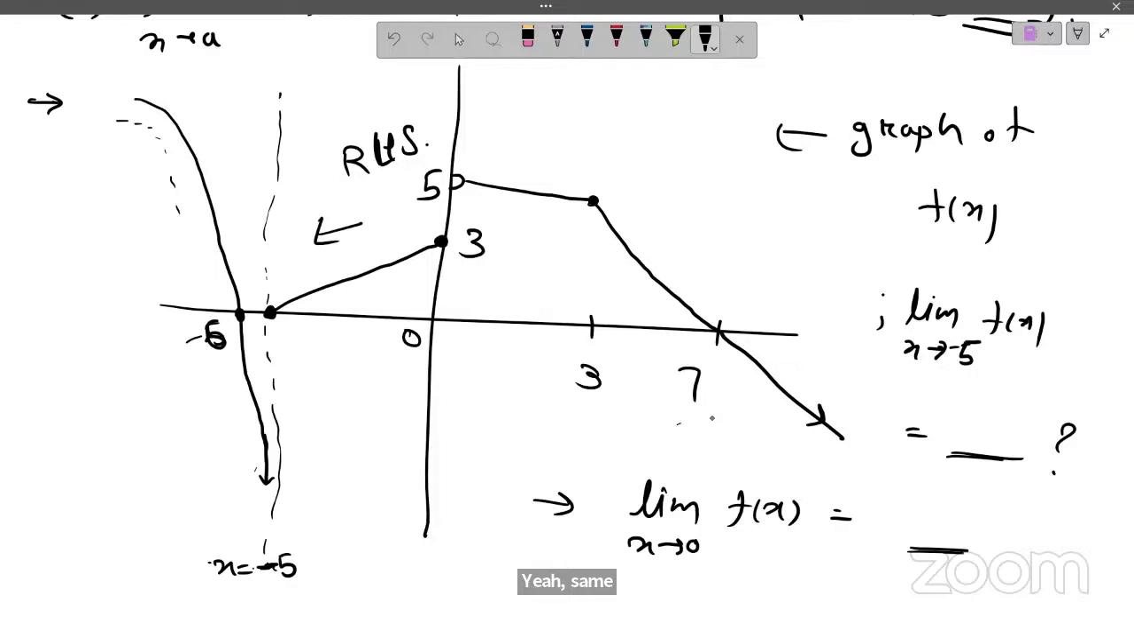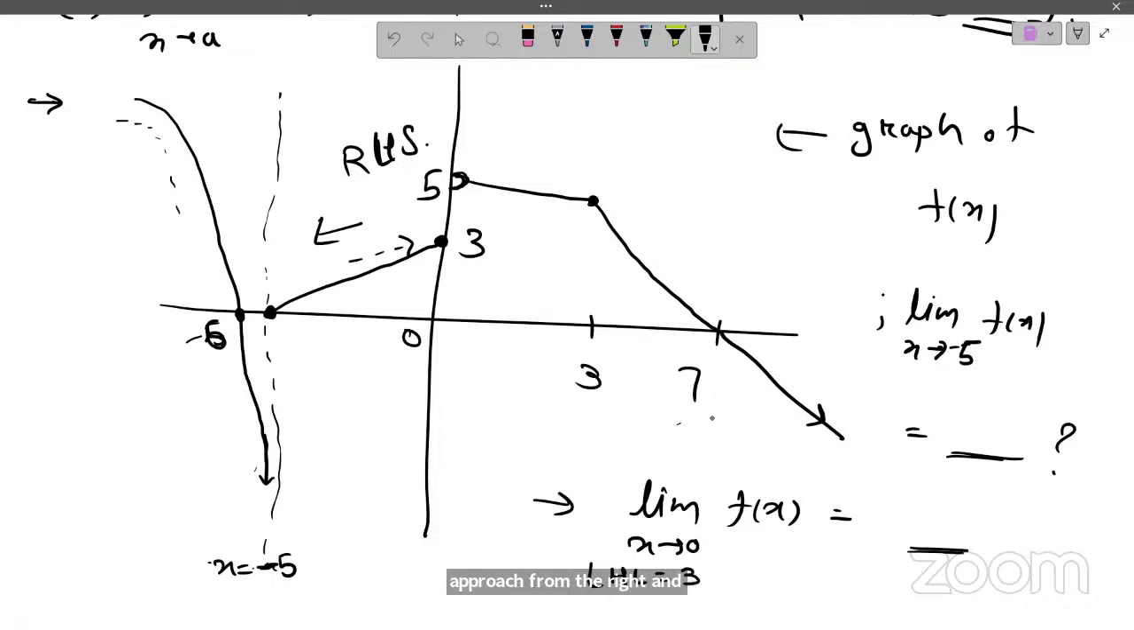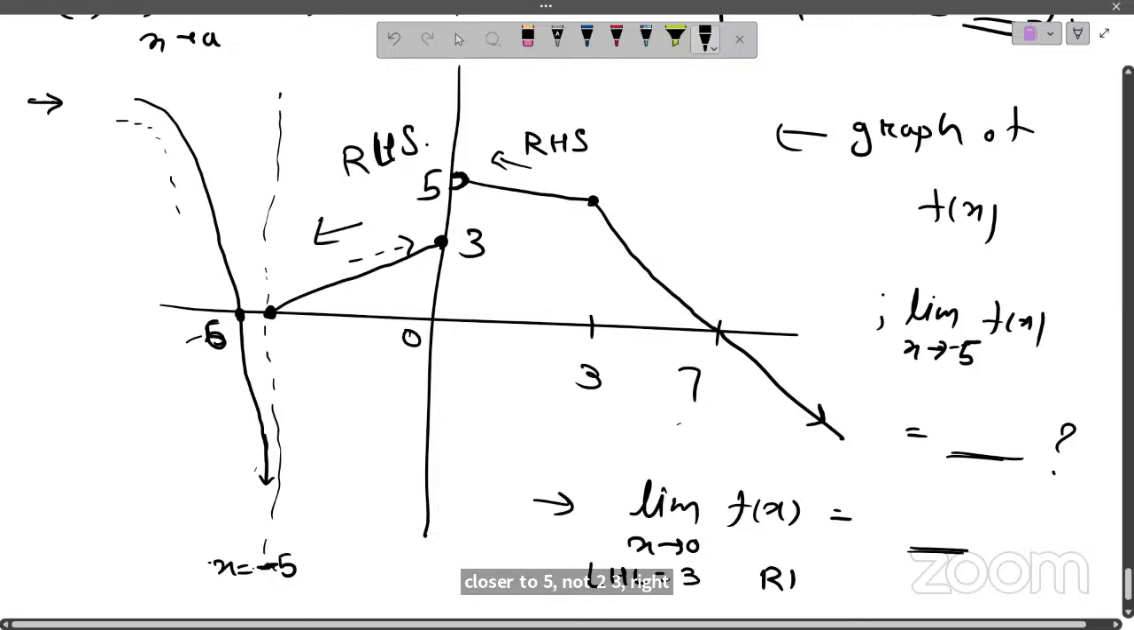Because if you approach from the left hand side, you will go to 3. So in this case, your left hand limit is 3. And if you approach from the right hand side, you observe that the function is not even defined here. It is equal to 3, right? But as we approach from the right hand side, we will go closer and closer to 5, not to 3. So the right hand limit will be 5, not 3.